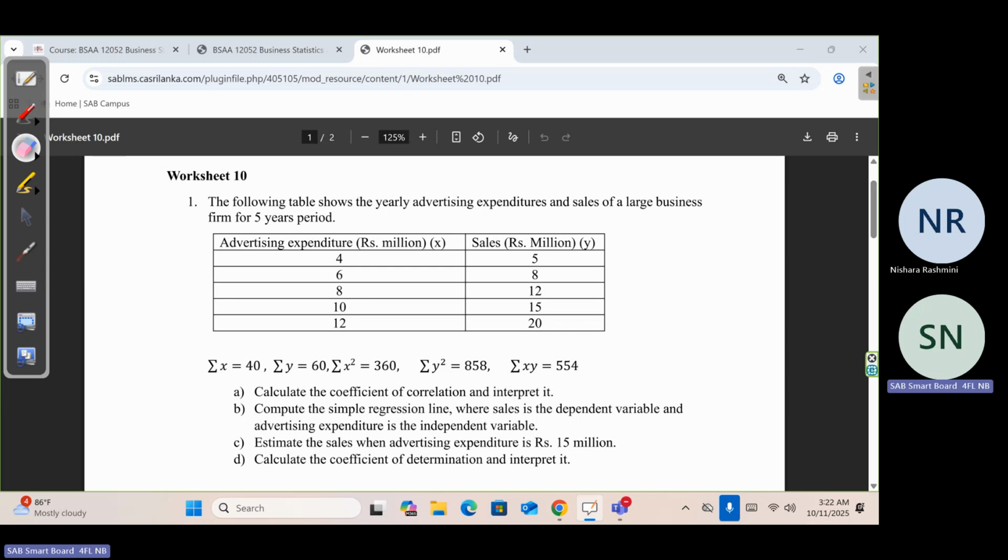Now we move into question number 1. Now you know the formula to find the correlation coefficient. First you copy it down. Then using the given information, you can find the answer for part A. Part A says calculate the coefficient of correlation and interpret it. First you take the R value. Based on the R value, you can interpret it. What kind of linear relationship is this? Then all of you first write down the formula clearly.